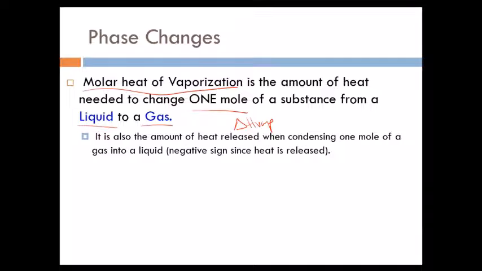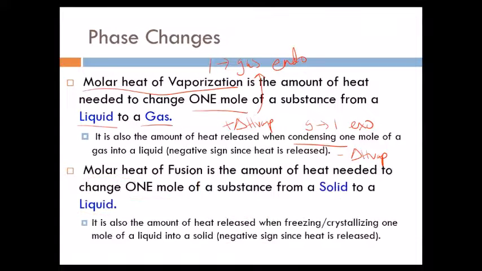It's also the amount of energy released when condensing, because remember, vaporizing, liquid to gas, is going to be endothermic, where you add the energy. But if we're going from gas to liquid, it's releasing the energy, so that's going to be exo. It's positive delta H if we are vaporizing and negative delta H if we are condensing. It's the same magnitude, just the opposite sign, and the sign is used for the direction. Is the energy being absorbed or is the energy being released?